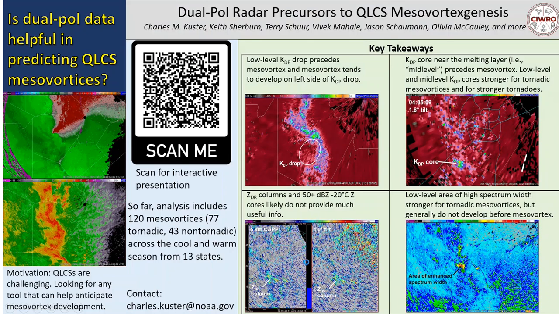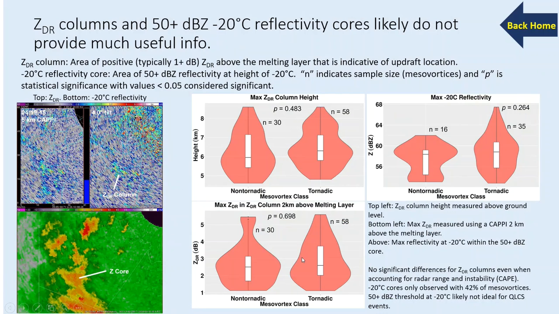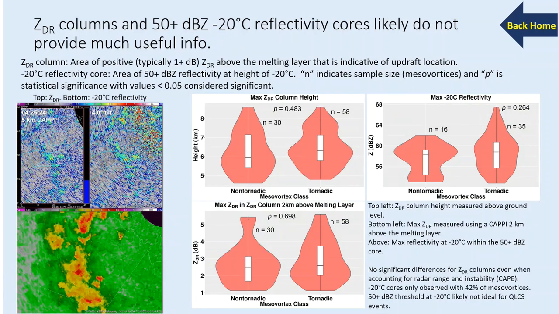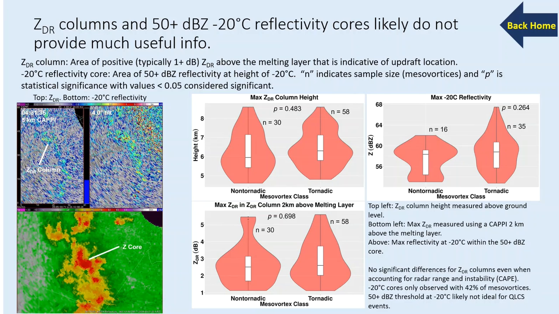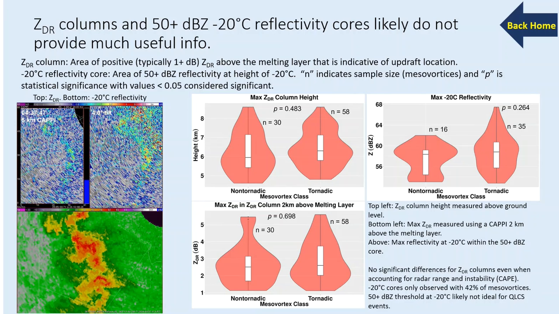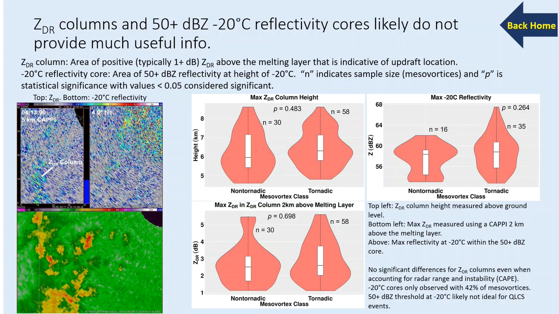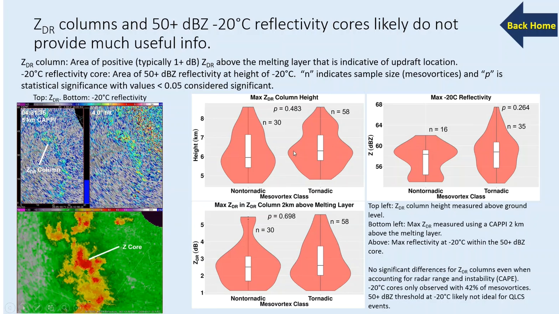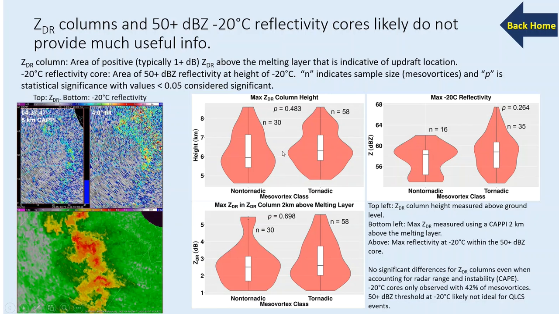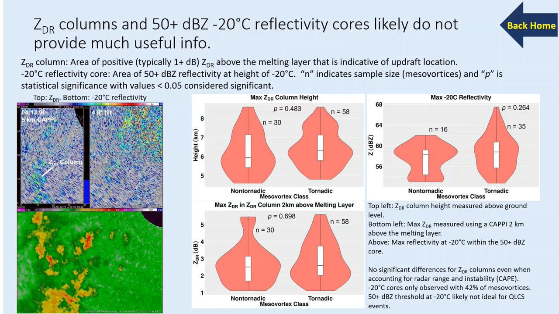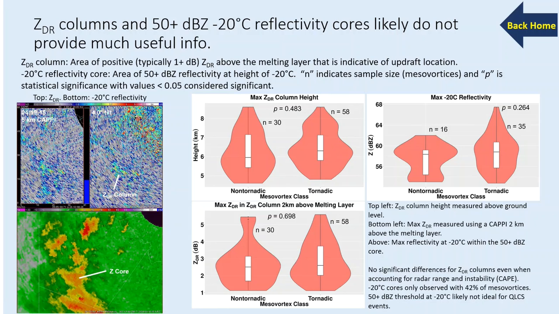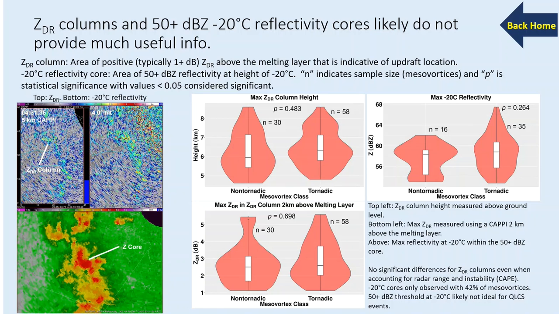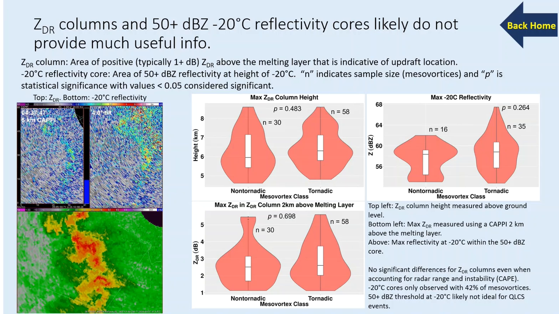In terms of ZDR columns and -20C reflectivity cores, a ZDR column is just an area of 1 plus dB ZDR above the melting layer. And for both of these signatures, we did not see much in the way of differences between tornadic and non-tornadic mesovortices. The results were not statistically significantly different. There's lots of overlap there, so it might not provide a lot of information about whether a mesovortex is going to be tornadic or not.